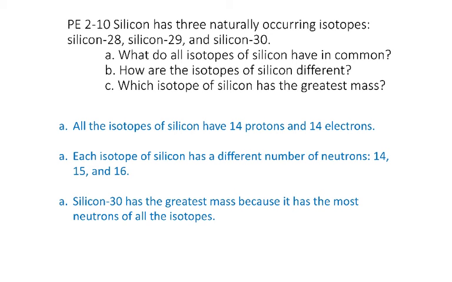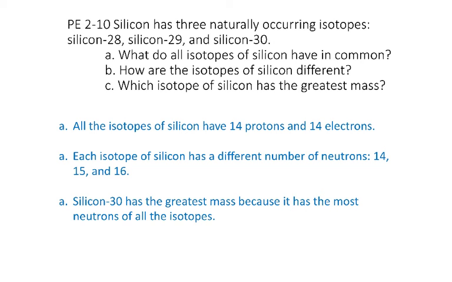Question B, how are the isotopes of silicon different? They're different because they have different number of neutrons. In this case, 14, 15, and 16. C. Which isotope of silicon has the greatest mass? Silicon 30 has the greatest mass. 30 is the mass number. It's the one that has the most neutrons.